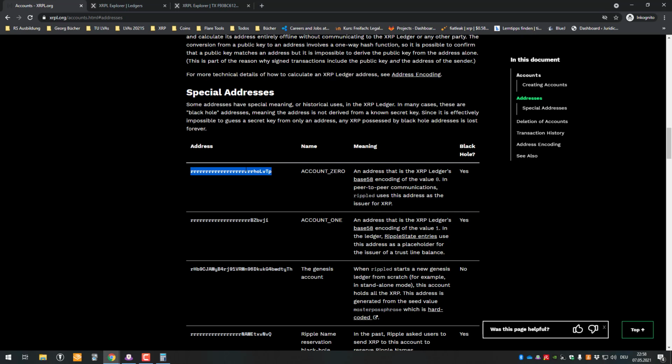That's what people mean when they want to burn XRP. You just send it to an address which exists but which nobody can access. You can basically also do it yourself, maybe by creating an account, but still, this could be chance finding.